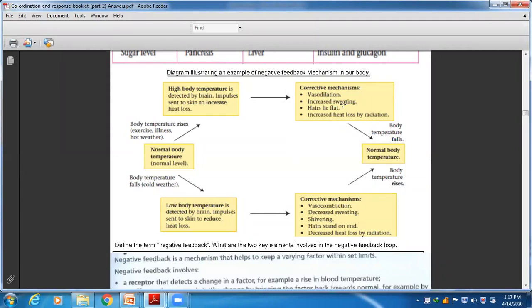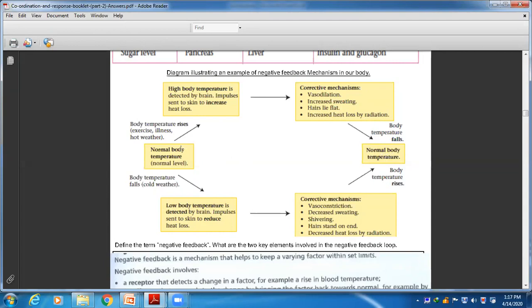Mostly this question is repeated in past papers: sweat will absorb the heat from your body, and when it evaporates it causes a cooling effect. Hairs lie flat, increasing heat loss by radiation. Another is body temperature. When all these corrective mechanisms happen, as a result your body temperature will fall down and go back to normal.